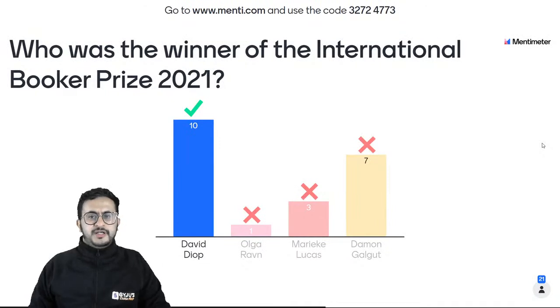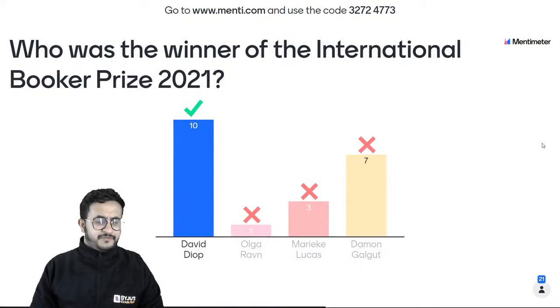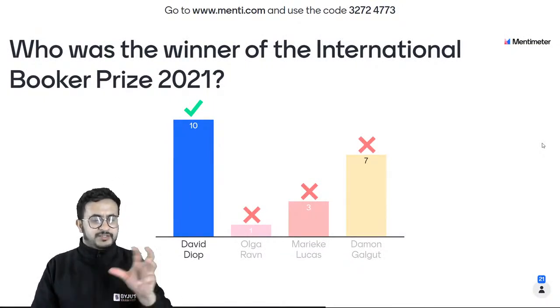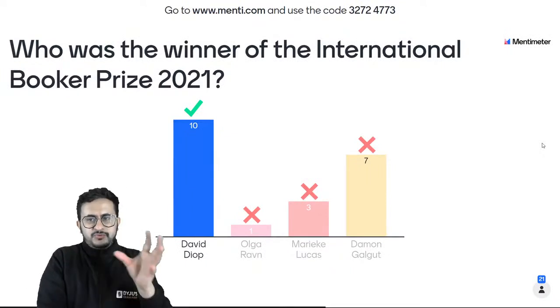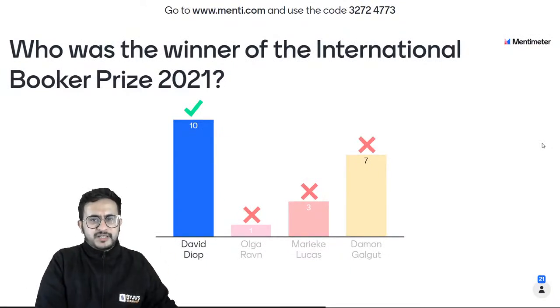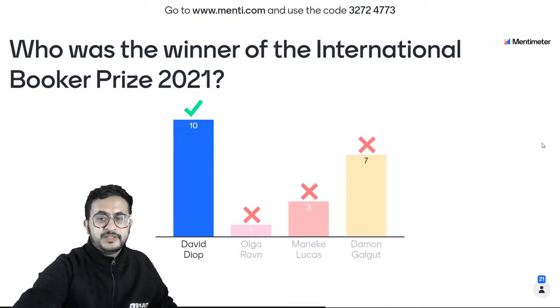He's a French author. And the Man Booker Prize 2021 was given to Damon Galgut. He is a South African author. So I think that is the confusion. You must have heard of the Man Booker Prize and got confused. So David Diop is the right answer.